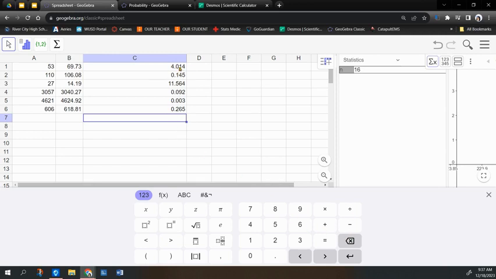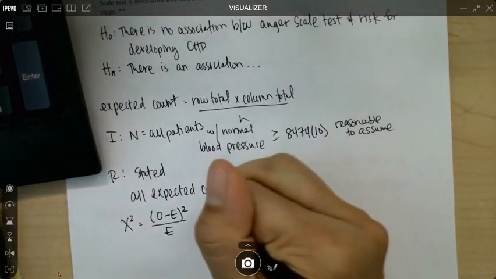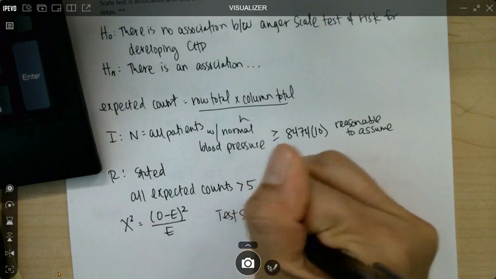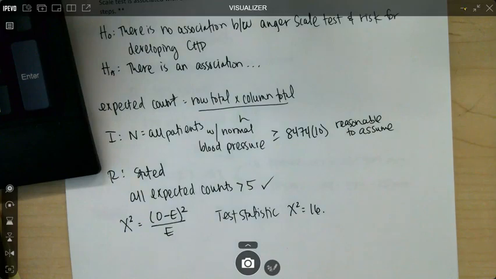Remember that the chi-square test statistic is the sum of all of these. So what we need to do is add these all together. And you can also do that in GeoGebra by typing equals sum and then clicking on all the ones. So C1 to C6, we want to tell it to add those all together. We get 16.084. So my chi-square test statistic is 16.084.